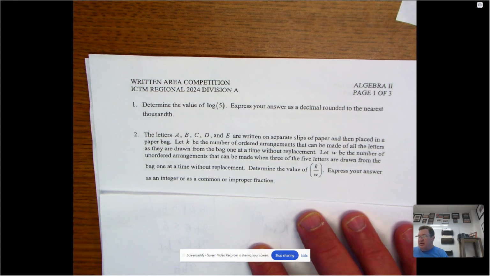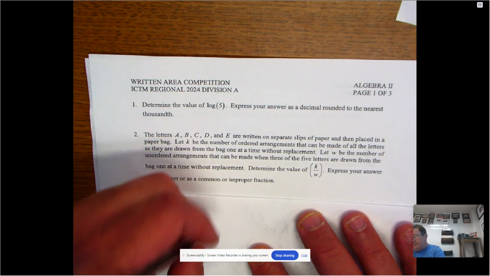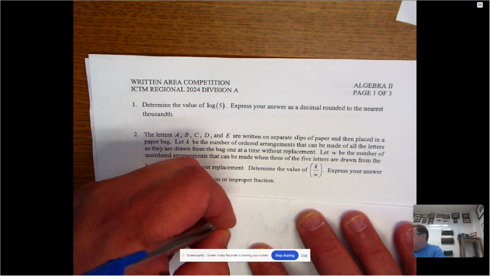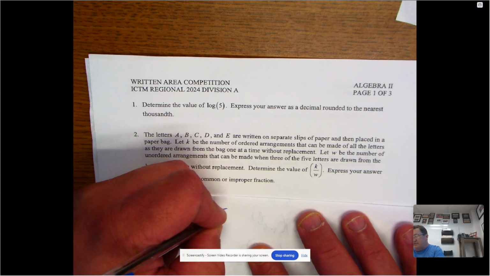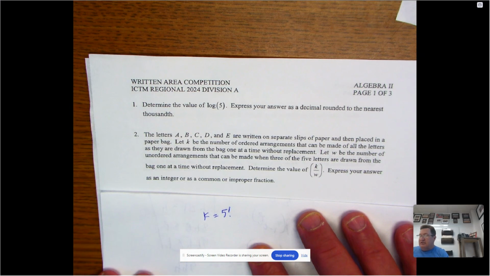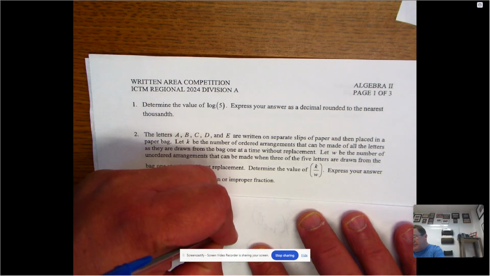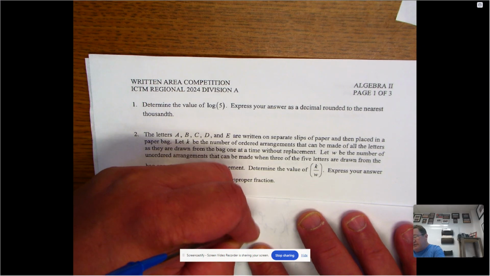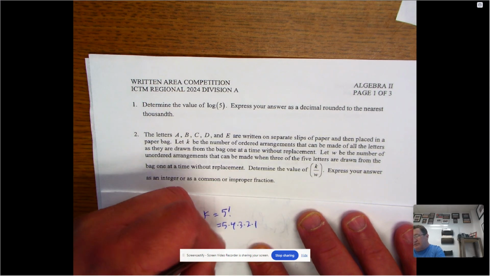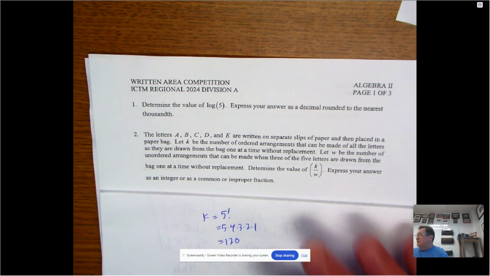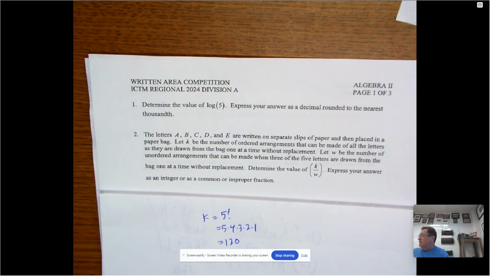And so K is in this case 5 factorial. Basically you could think of it this way. There's 5 ways you could pick the first one, and then 4 ways you could pick the second one, and 3 ways to pick the third one, and so on. And so K is the answer, is the number 120.